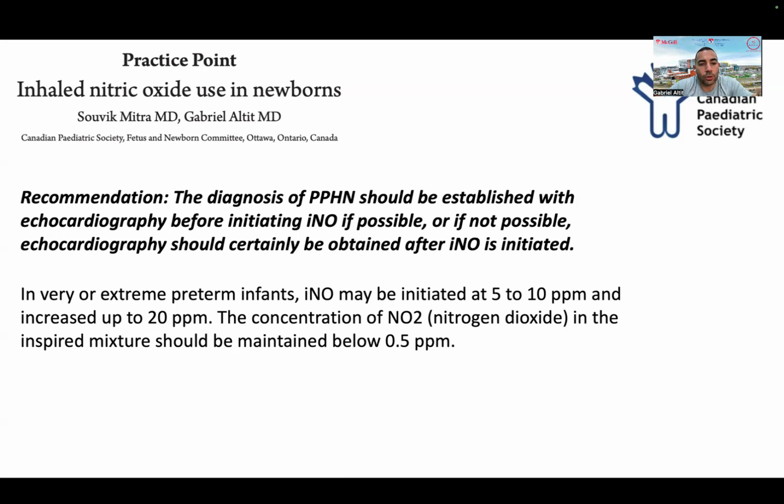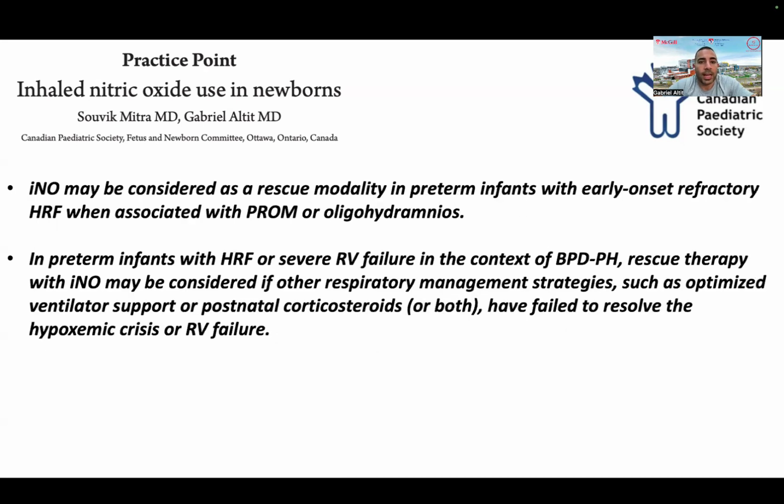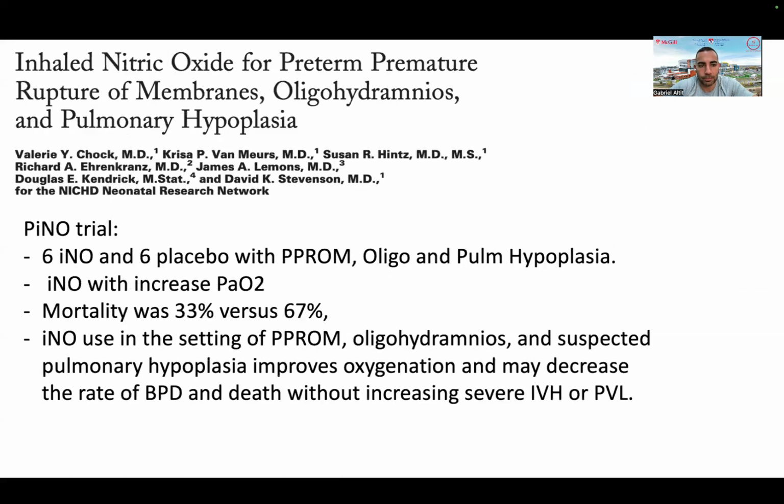And that in very preterm or extreme preterm infants, INO could be considered and initiated at 5 to 10 ppm in this particular context. And so it could be used as a rescue modality in preterm infants with early onset refractory HRF, who have pulmonary hypertension confirmed by echo, and especially when it's associated with PPROM and oligo. And it could also be used in preterm infants who have BPD and severe pulmonary hypertension later down the road.